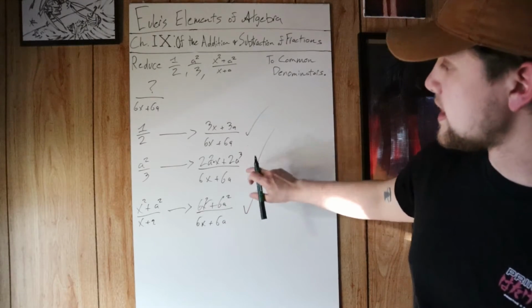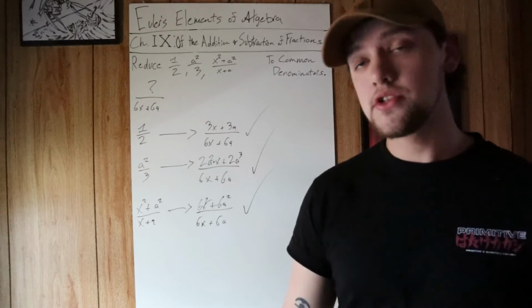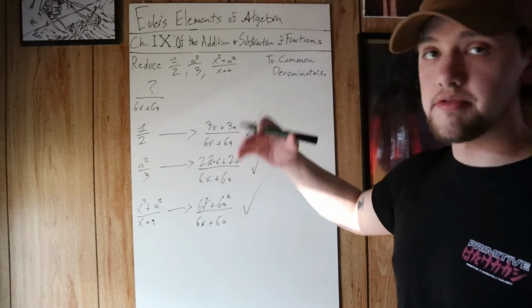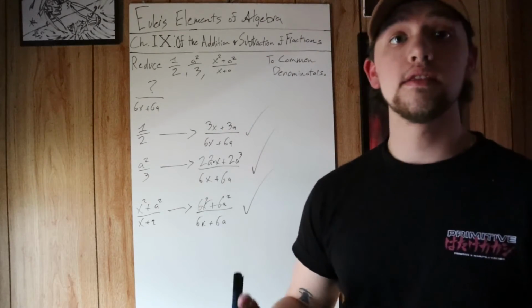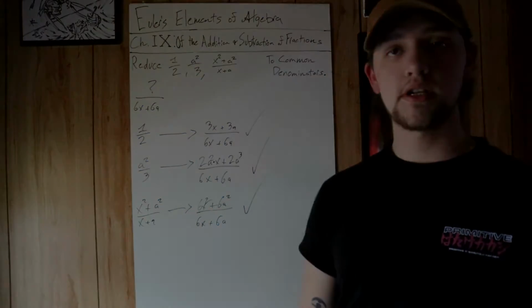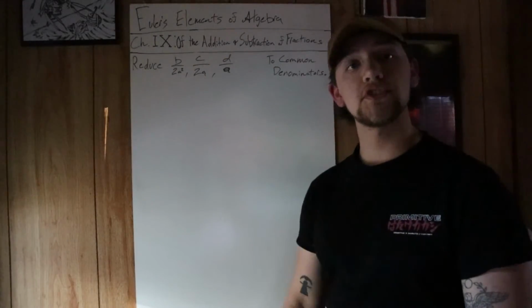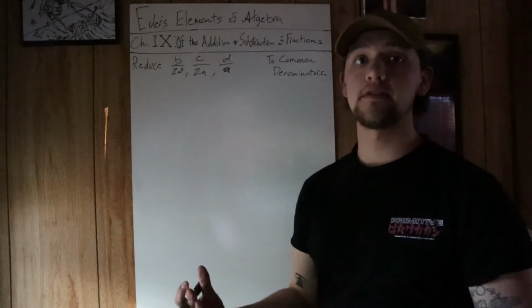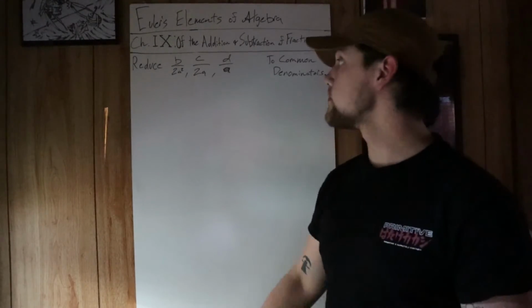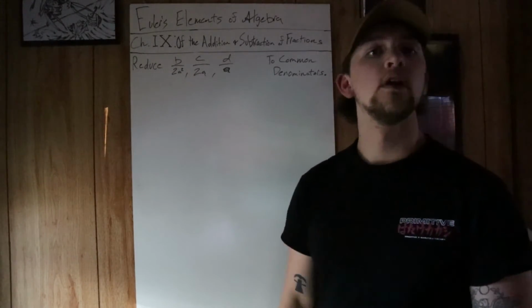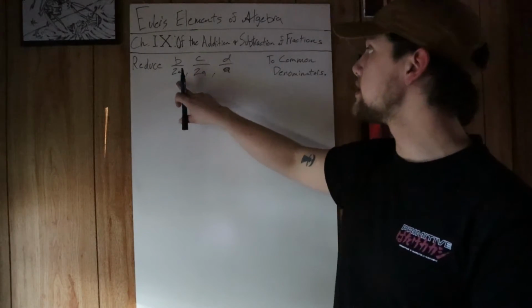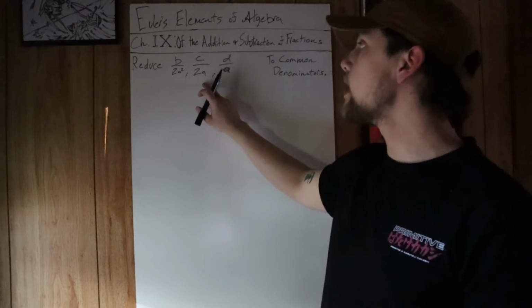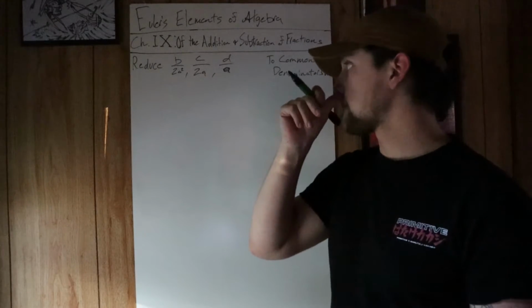And now these denominators are all common to each other. Therefore, they have been reduced to their common denominators, and these are the quantities Euler wanted us to seek. Alright, and this brings us to the final example Euler provided for us here in Chapter 9 about reducing to common denominators. So we got 3 quantities here, b over 2a squared, c over 2a, and d over a.